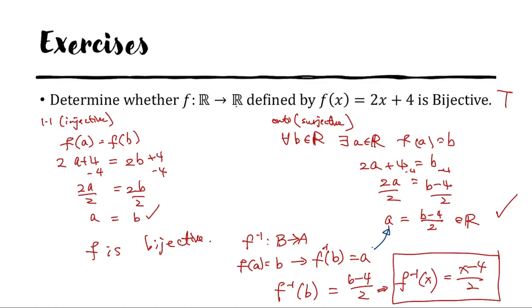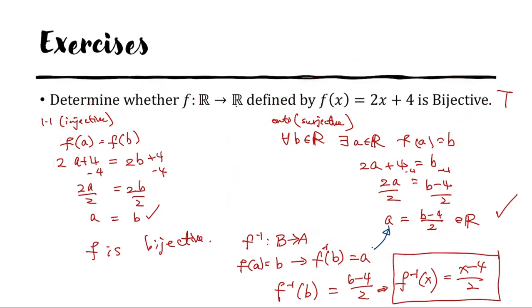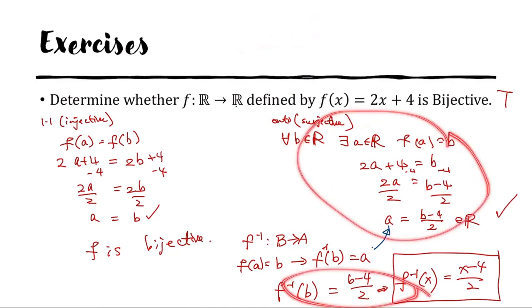So first, you need to show your function is one-to-one. Because if your function is not one-to-one, when you take the inverse, there will be one input going to multiple outputs. Your function also needs to be surjective, because if it is not surjective, when you take the inverse, there will be inputs that have no output.